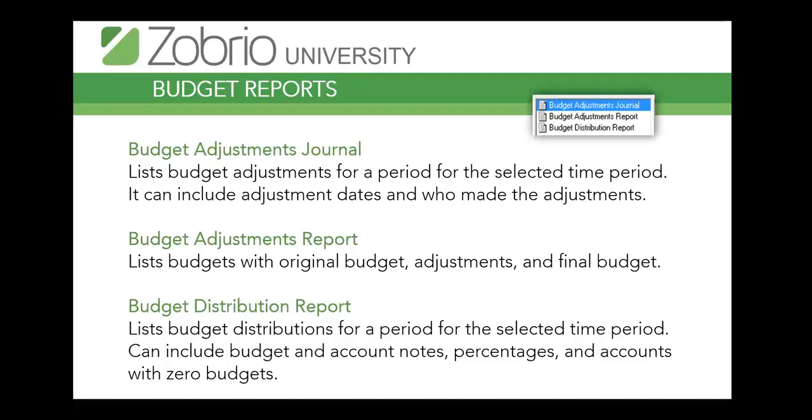And if we go into reports in General Ledger, we'll see the three budget reports available to us. The first is the budget adjustment journal, which will list your adjustments for a period that you select, and it can include the adjustment dates and who made those adjustments. That's handy to have. The budget adjustments report lists the budgets with the original, any adjustments, and the final budgets. So the first one's got more details. The budget adjustments report is more of the higher view that you may need to pass up through the ranks. And last but not least is the budget distribution report, which is the same thing we saw on that first screen. It just simply uses these parameters here, and it can include budgets, account notes, percentages, and accounts even with 0 budgets if you want to list those.